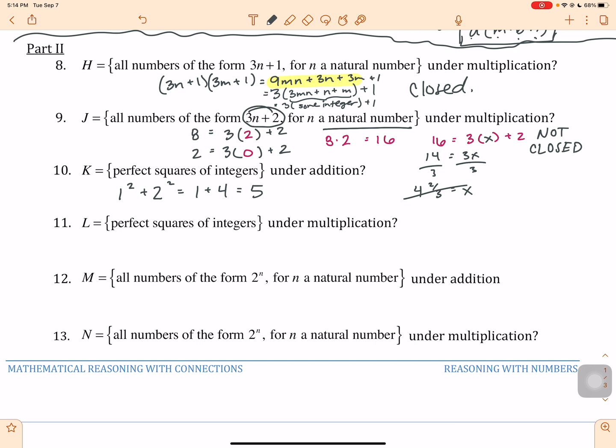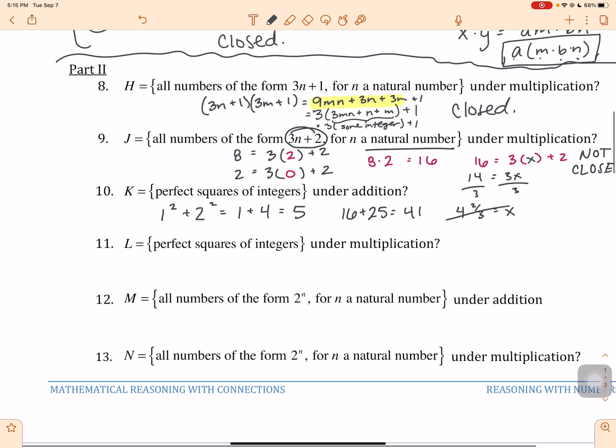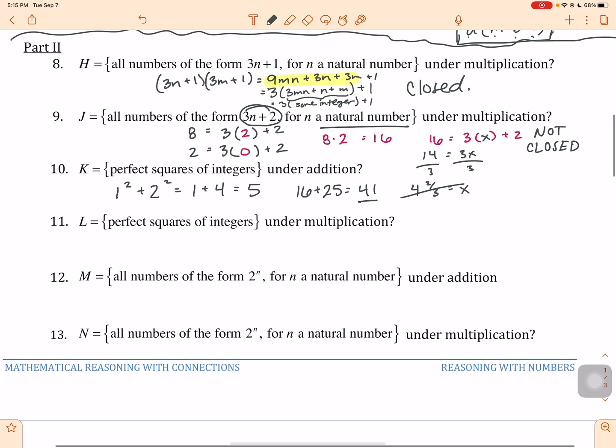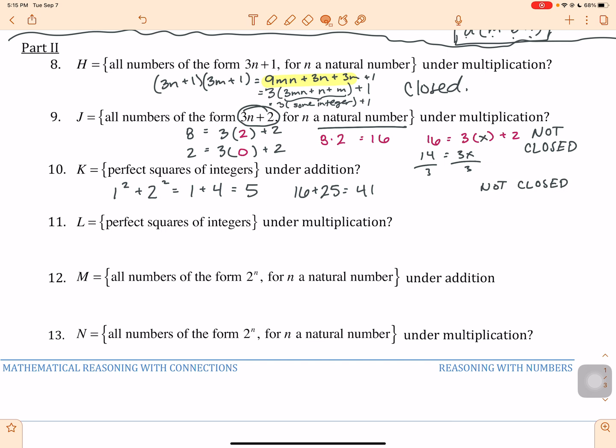You could even do 16 plus 25, we get 41. 16 is a perfect square because the square root of 16 is 4. The square root of 25 is 5, but the square root of 41 is definitely not an integer. It's a decimal, right? So these are not closed either. Either one of those would be a good counterexample.